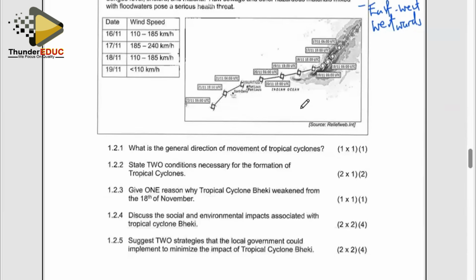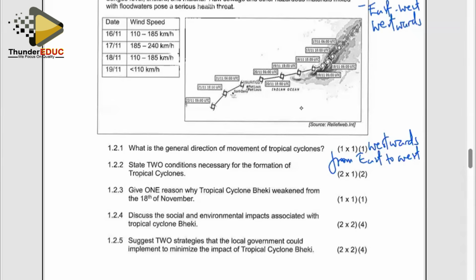We're not going to go through the text. We're just going to attempt the questions and try to give possible responses. What is the general direction of movement of tropical cyclones? We have just mentioned it. Our tropical cyclones move westwards. Westwards, or you can say they move from east to west. It's one and the same thing.